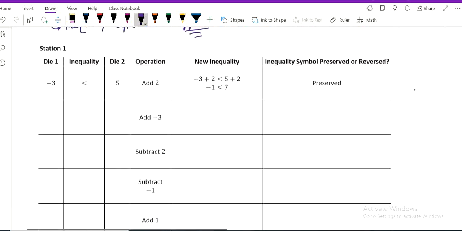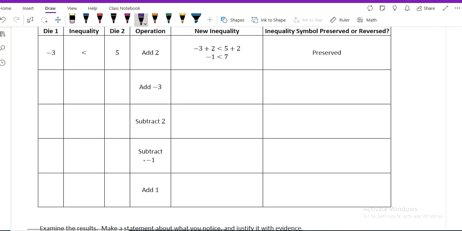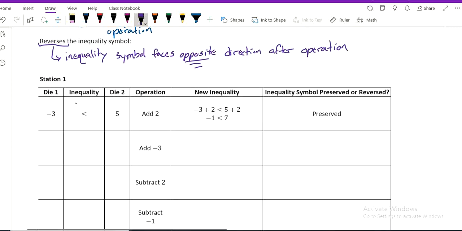So for station 1, I'm going to fill in some numbers. We're going to leave the inequality sign blank. We're going to figure out, after we do the operation, so add -3, subtract 2, subtract -1, and add 1, if it changes what happens to the inequality sign. So if it preserves it or reverses it.